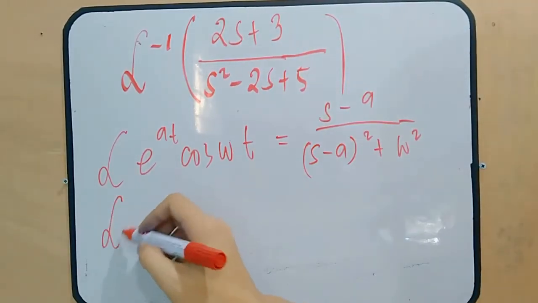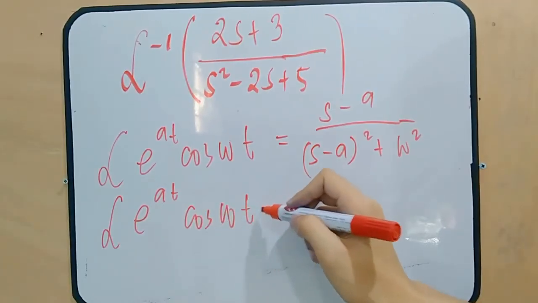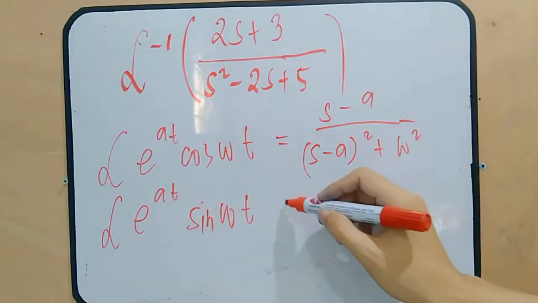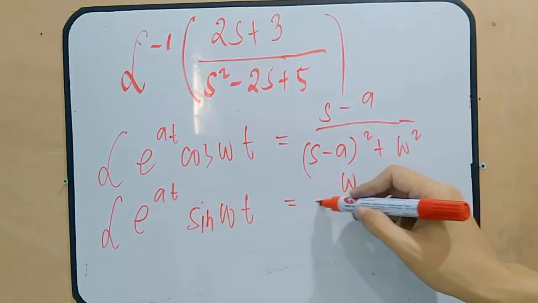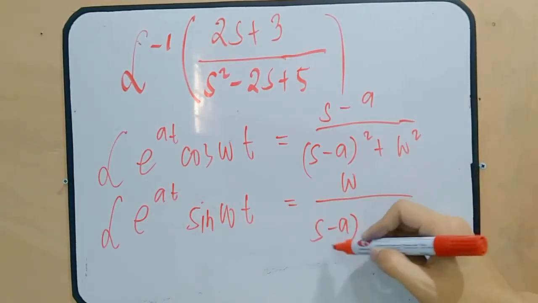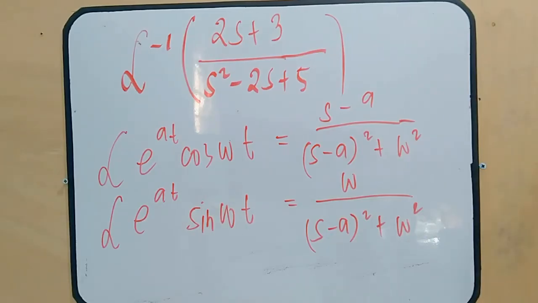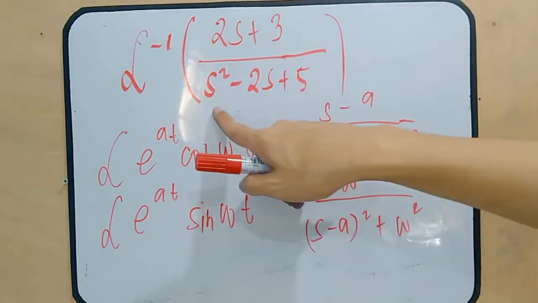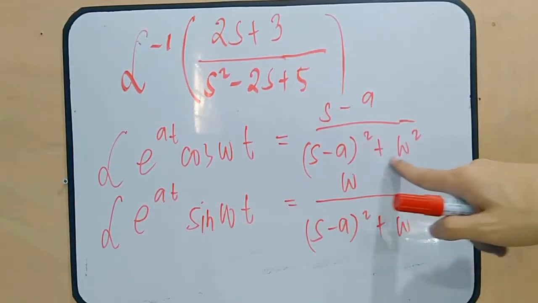Now, yung Laplace transform ng e raised to at sin wt is equal to, so yung taas natin is constant. So, this is w, all over s minus a squared, copy lang, plus w squared. So, that's yung formulang gagamitin natin dito. Therefore, ito guys, i-complete natin yung square nung isa, then dapat may constant pa rin dun sa kabila. So, dapat ganito yung form niya.